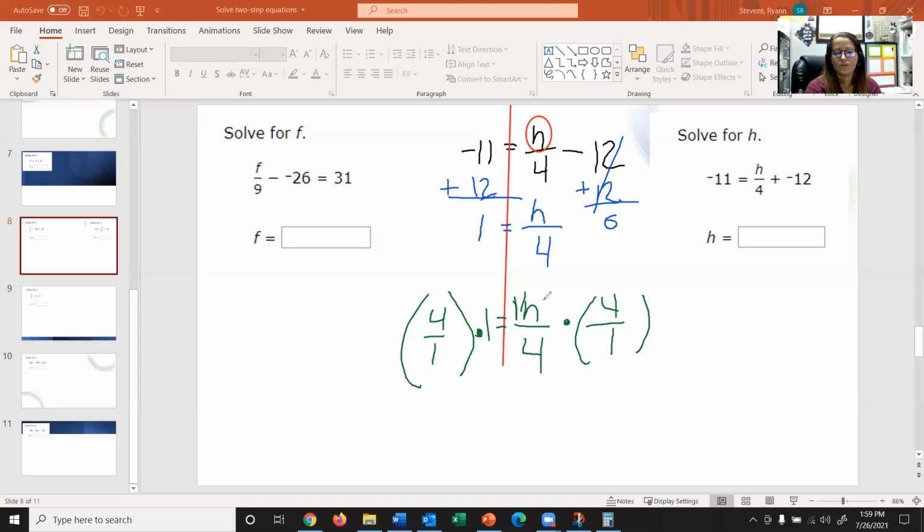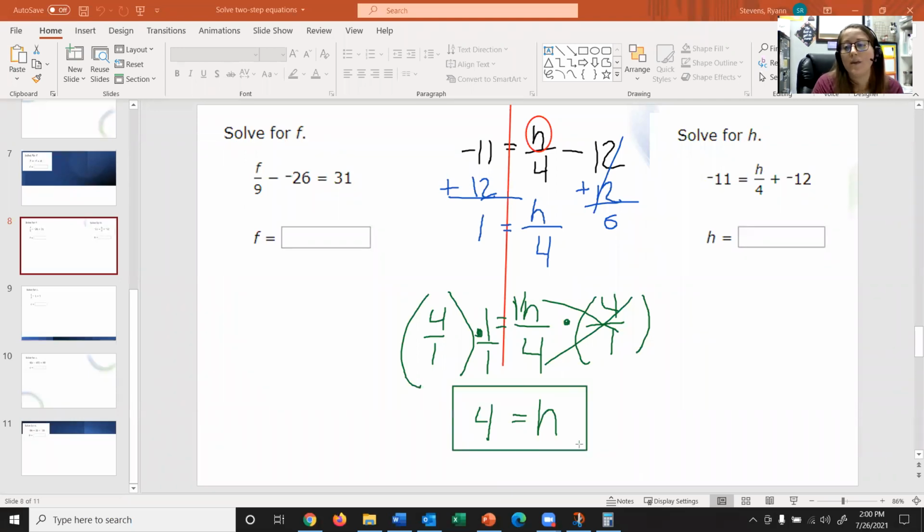And this is going to cancel, leaving us with just h. And over here, we could say that we multiply straight across. This can actually say 1 over 1. So 4 times 1 is 4. 1 times 1 is 1. 4 divided by 1 is 4. So we would say that our final answer for this question is going to be h is equal to 4.